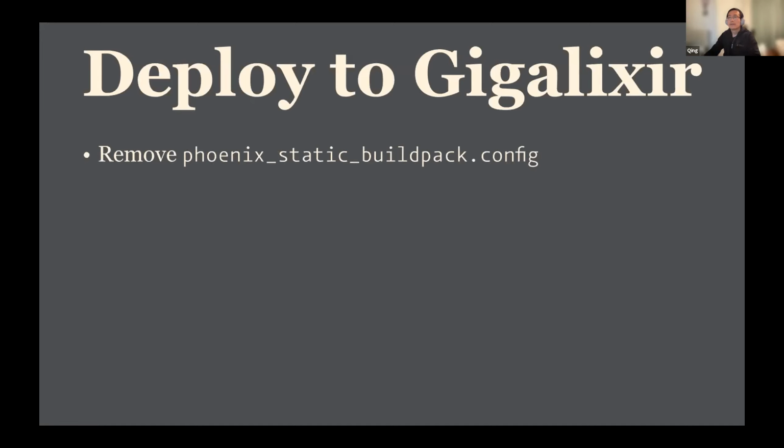Anyway, next, let's talk about changes to deployment. My app is deployed to Gigalixir, so that's what I'll cover. Since we no longer use webpack and node to build the assets, the Phoenix static buildpack is no longer necessary. So we can just get rid of it. So remove this config file.